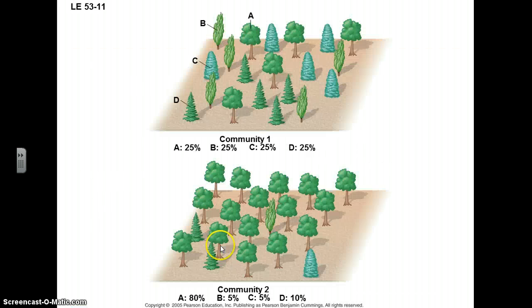So let's look at these two communities. Community 1 and community 2, these tree communities, have the same number of species. They have 4 species. But if you look at them, the composition is not the same. The bottom one, as you can see, is dominated by species A, what looks perhaps like an oak tree, and not so much here. This one is equally distributed amongst the 4 species. So we would say these two communities are equally species rich, but the bottom one is less diverse because it's dominated by one species and doesn't have very many of the others.